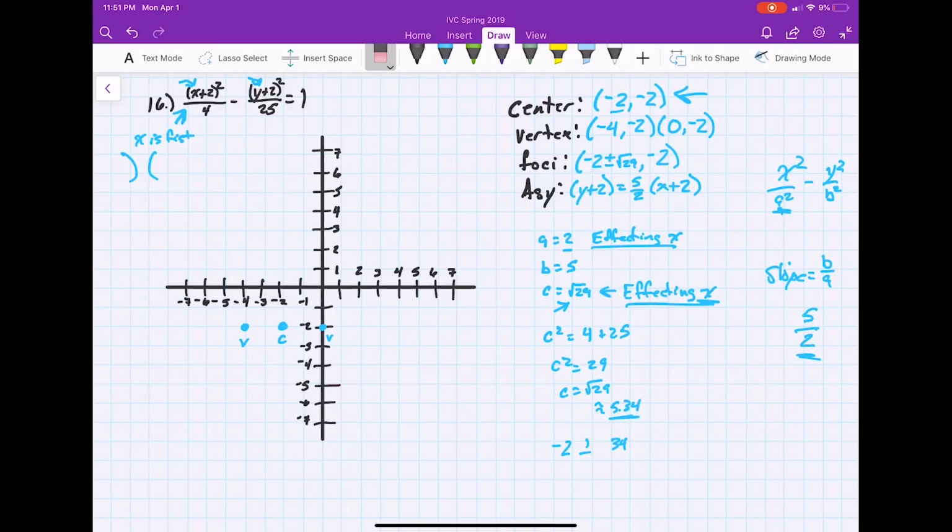Fix this. Negative 2 plus or minus 5.34. Trying to do too much in my head at the same time. So anyway, that would be a negative 7.34, and actually, the other x value would be 3.34.